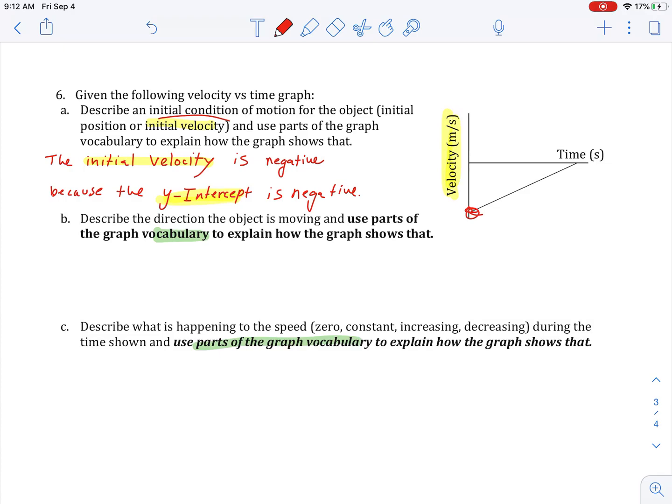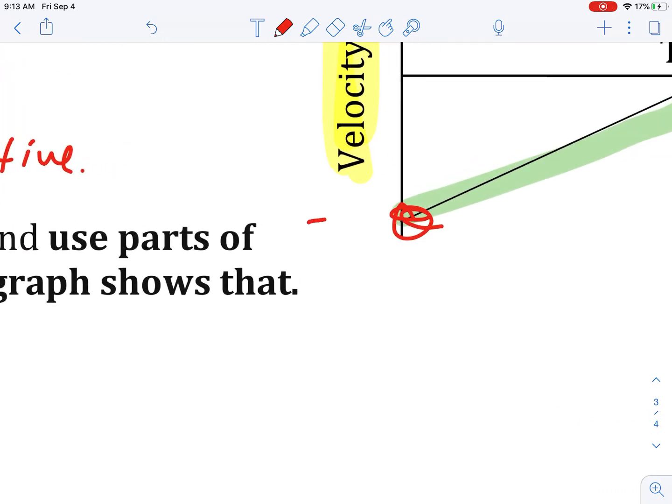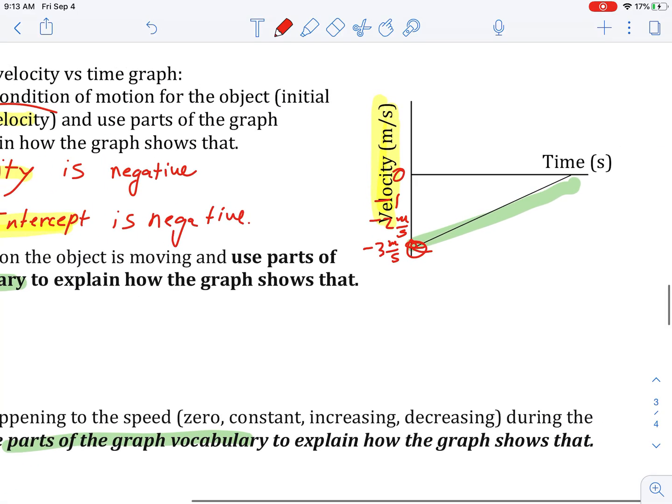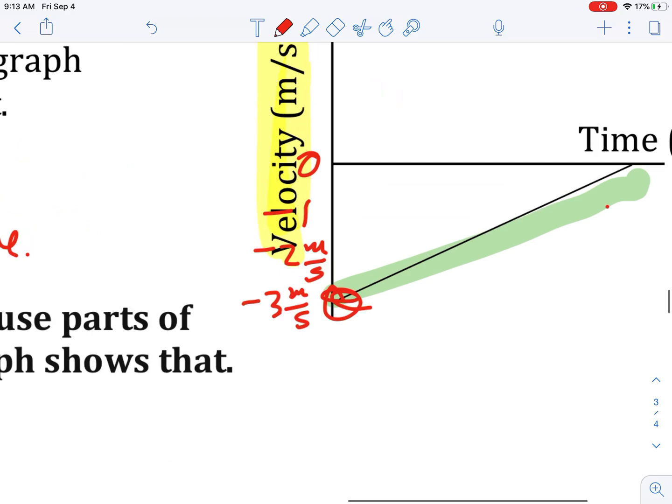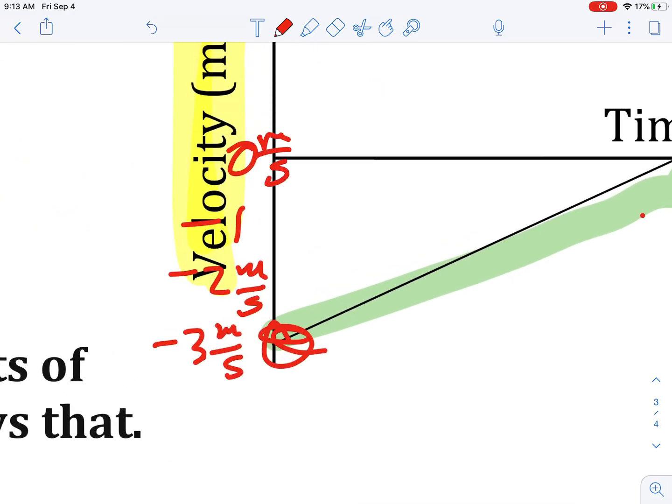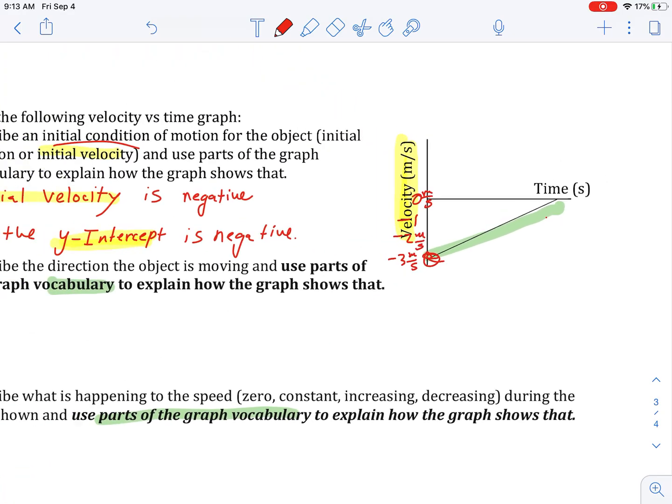All right, part B says, describe the direction the object is moving. Okay, well, what I see is that the line is in the negative quadrant, right? It's down here, down below the x-axis in the negative quadrant. I like to put numbers on the axis. Like maybe this is negative 3 meters per second, and then here's negative 2 meters per second, negative 1, and then 0. The key thing to remember on these velocity graphs is that the x-axis is 0 meters per second. So if the line ever touches the x-axis, that means the object is not moving. The object's at rest, okay? So that's important to remember.